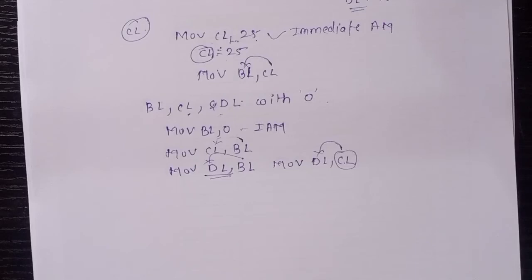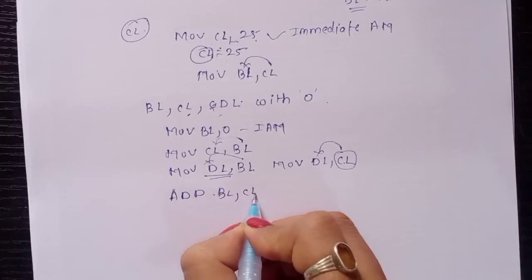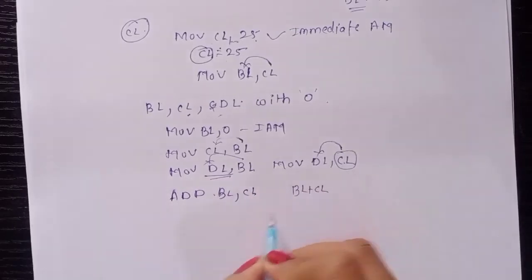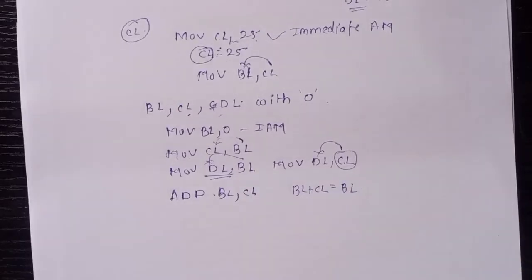What will happen? The contents of CL are added with the contents of BL, and the output will be stored in BL. Like ADD BL, CL: the contents of CL are added with BL, and the result is stored inside BL also. So this is about the register addressing mode.